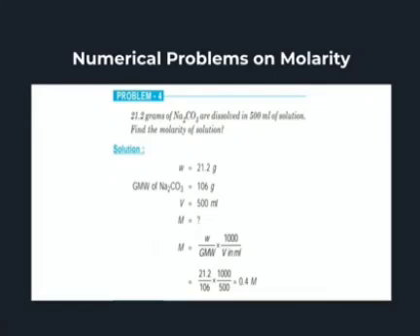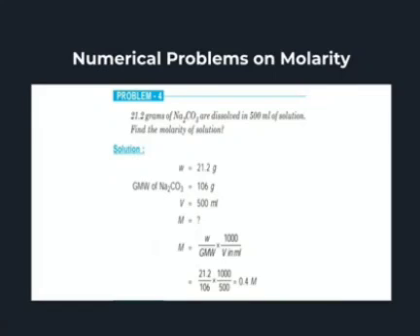The gram molecular weight of sodium carbonate is to be calculated from the given molecular formula, that is Na2CO3. There are two sodium atoms, so 2 into 23. There is one carbon atom. So 2 into 23 plus 1 into 12 plus there are 3 oxygen atoms, 3 into 16, that will become 106. Here the volume of the solution is 500 ml.